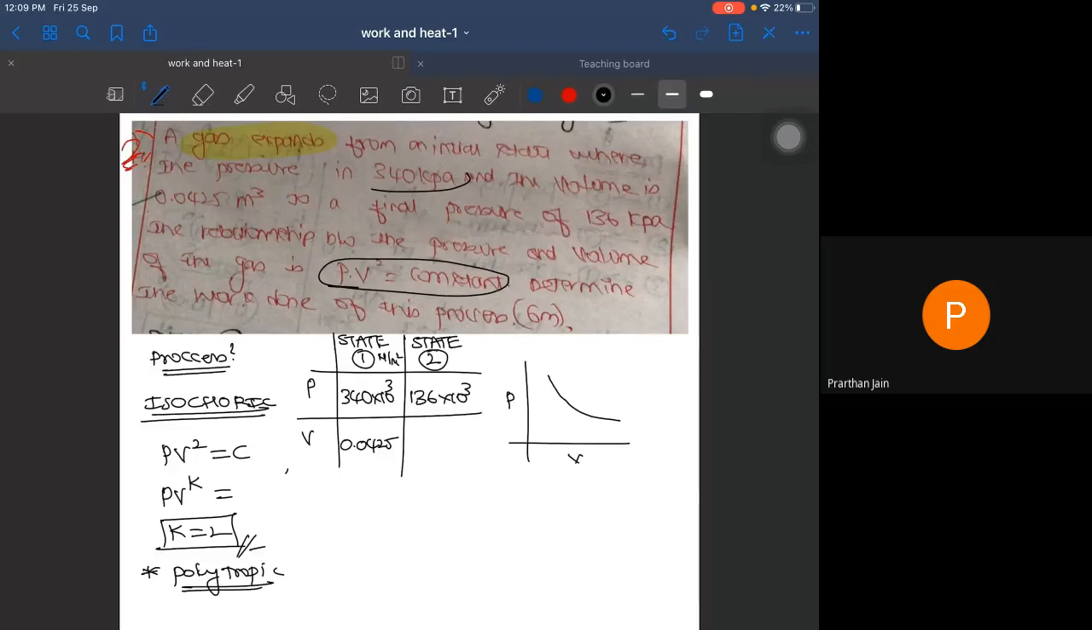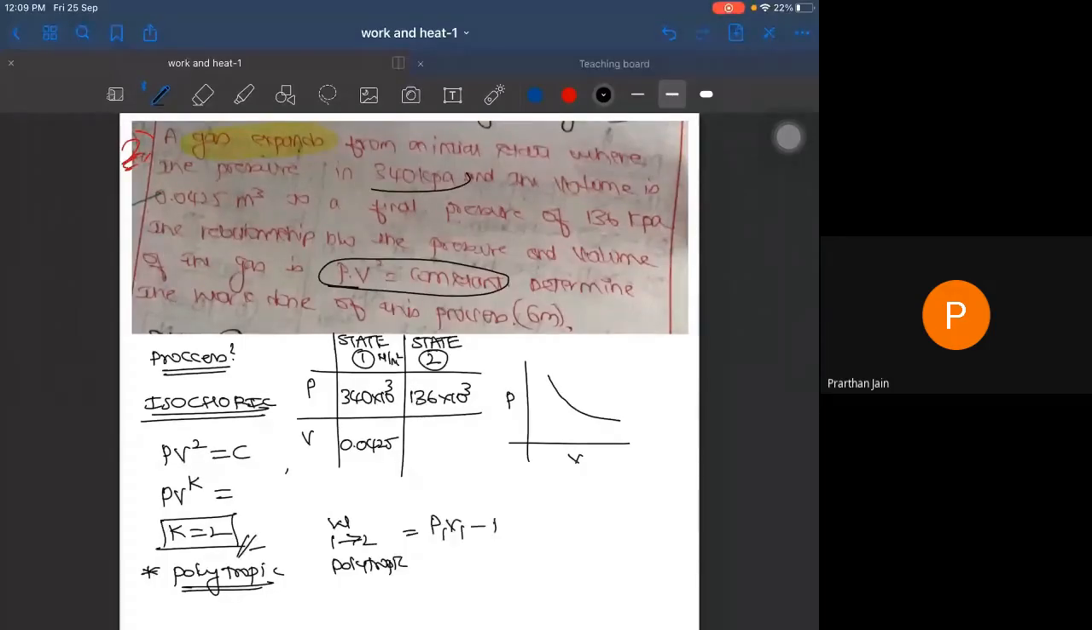The relationship again he has mentioned about the process. See, he wants the work done from the process 1 to 2. So we have decided it to be a polytropic process by the expression which he has given. And the polytropic work done is given by P1 V1 minus P2 V2 divided by N minus 1. So here the value of N is nothing but 2, because PV to the power of N equals constant is an expression which denotes the polytropic process.